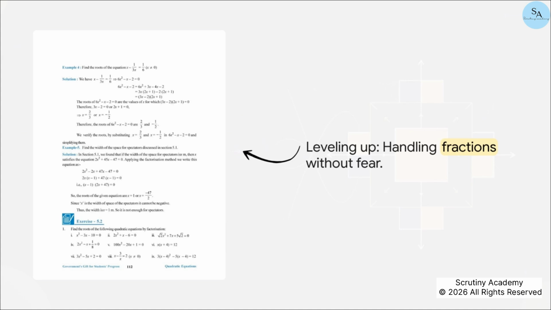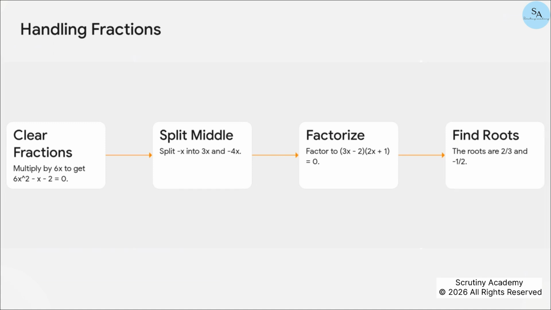But take a breath, because there is a super simple, logical trick to make this look familiar again. So here's our equation: (x - 1)/(3x) = 1/6. We need to find the roots. Step 1 is to confidently clear those fractions right out of the way.